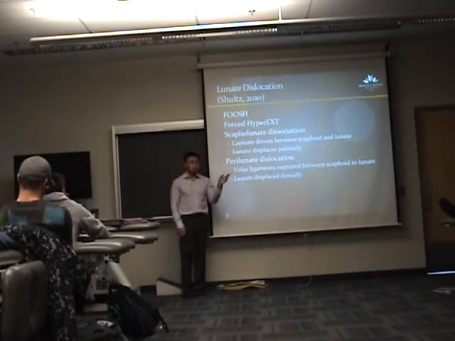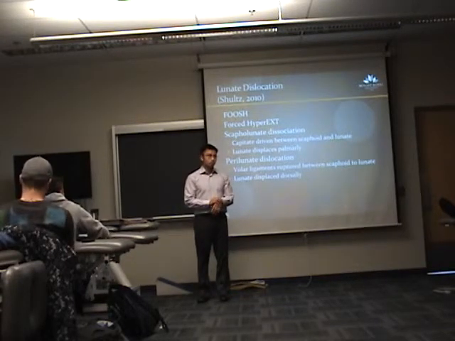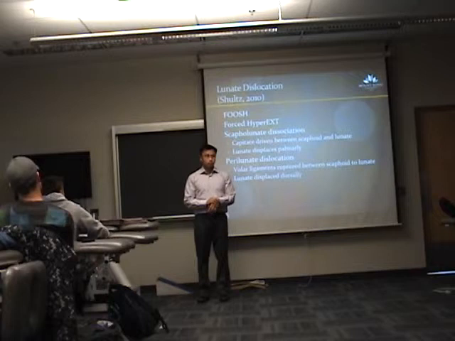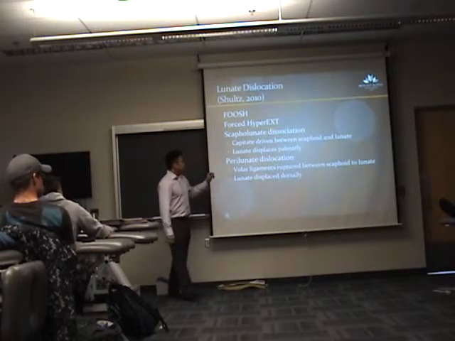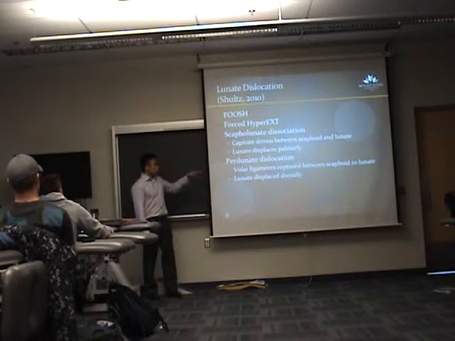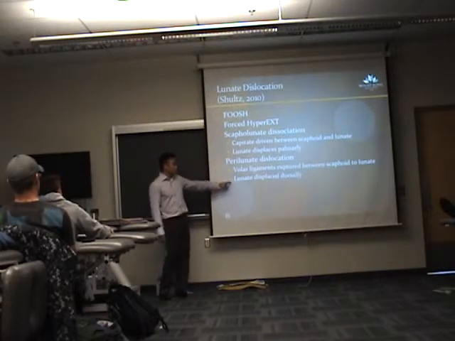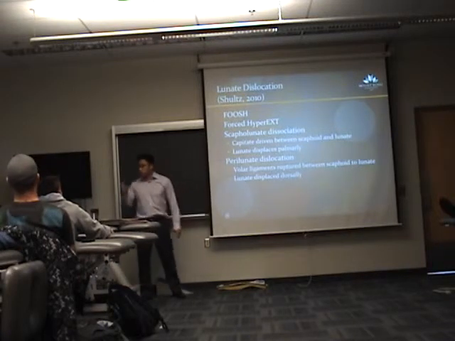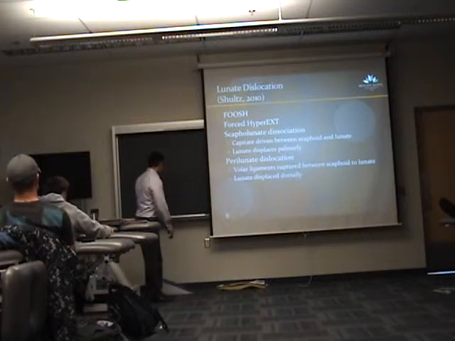How do you pick that up? We'll talk about how you can take the lunate and see how mobile it is relative to the scaphoid. Okay, and then compare bilaterally. The other one is called a perilunate dislocation. The volar ligaments ruptured between the scaphoid and the lunate, and then the lunate is displaced dorsally. I'll actually show you a picture after the break, which I can try drawing.